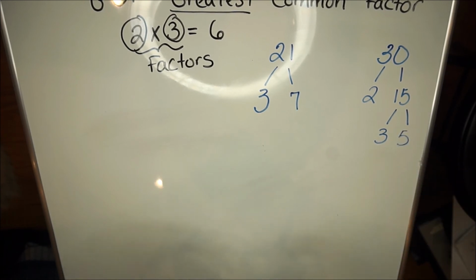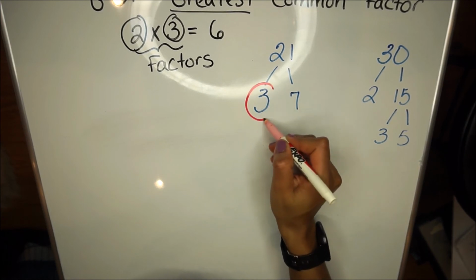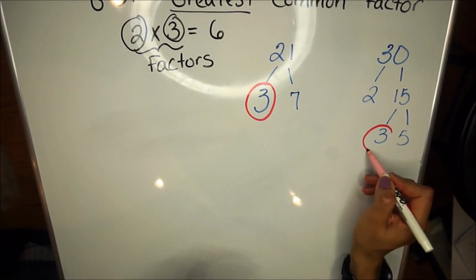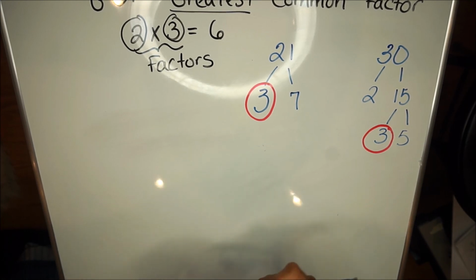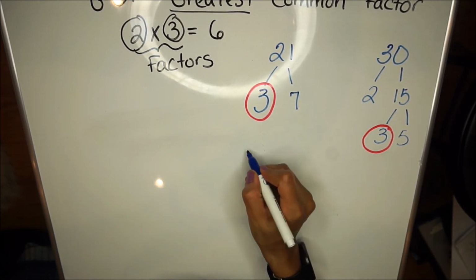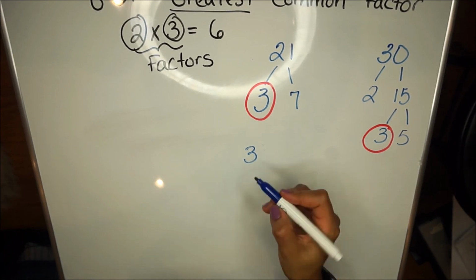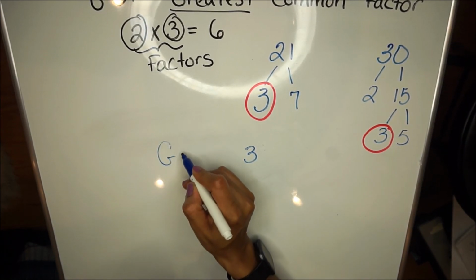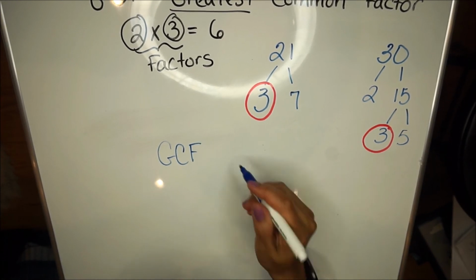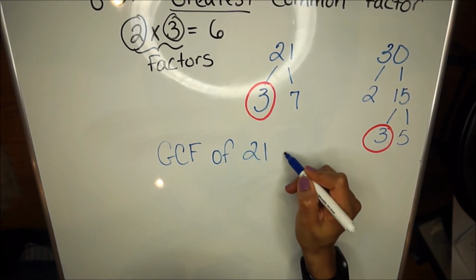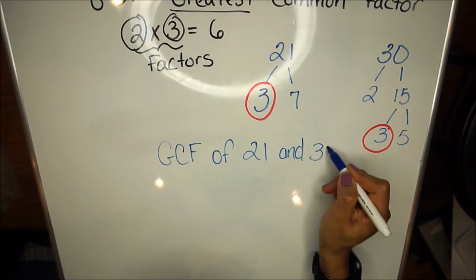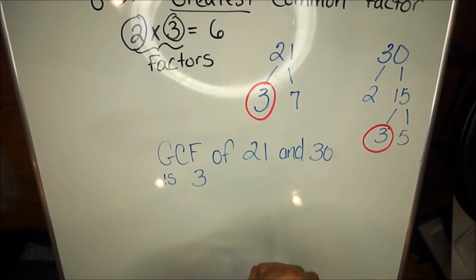Great. So now I'm going to go ahead and see what are my common factors between these two numbers. My common factor between these two numbers is 3 over here and 3 over here. So since I have one pair, I'm only going to write 3 one time. Therefore, my answer, my GCF of 21 and 30, is 3.